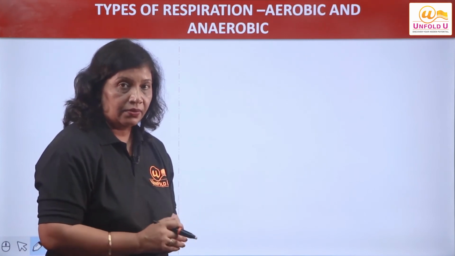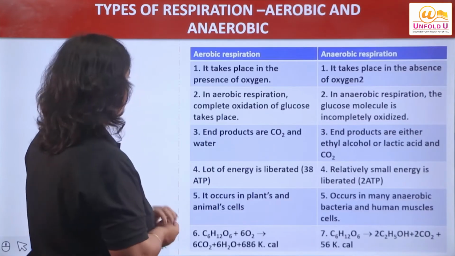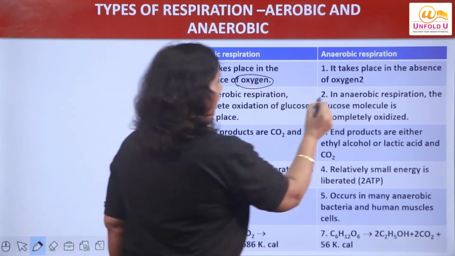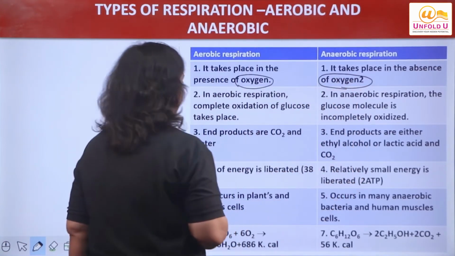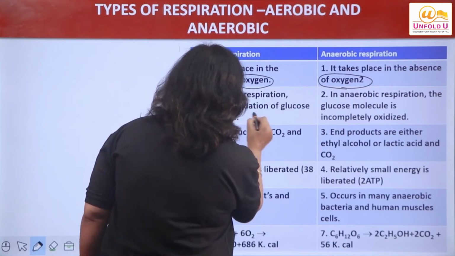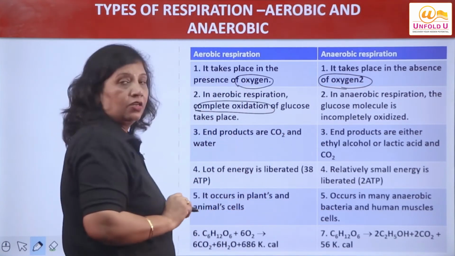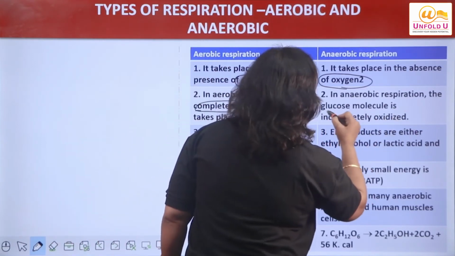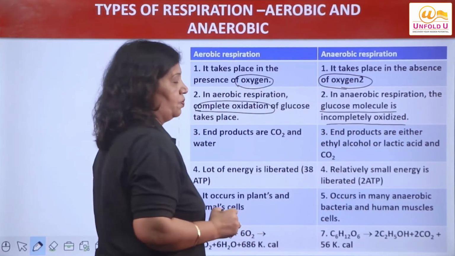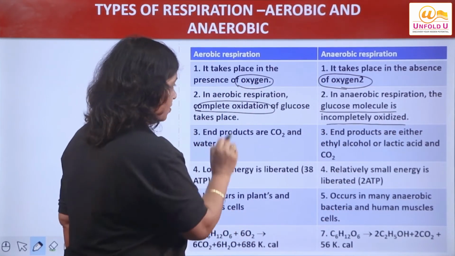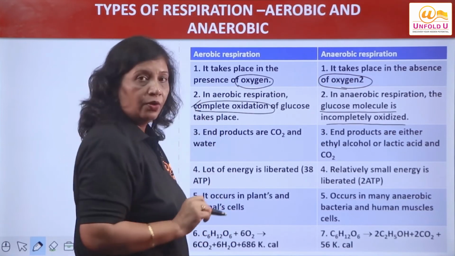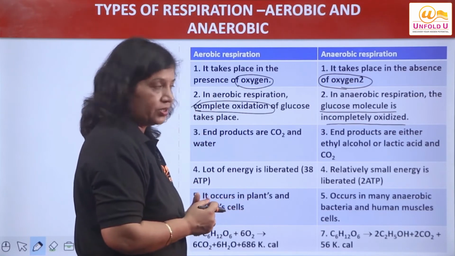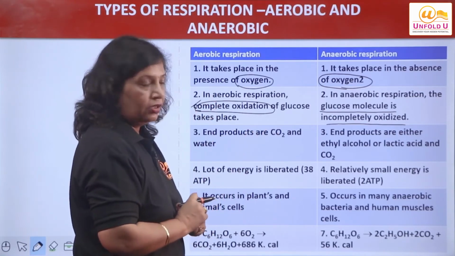Right? Now let us compare the two types of respiration. Aerobic respiration takes place in the presence of oxygen. Anaerobic takes place in the absence of oxygen. In aerobic respiration, very important, there is complete oxidation of glucose, complete breakdown of glucose. Here in anaerobic there is incomplete breakdown of glucose molecules. So this is a very important point, right? In aerobic respiration, a large amount of energy is produced because there is complete oxidation of glucose. Here there is incomplete oxidation of glucose molecules.